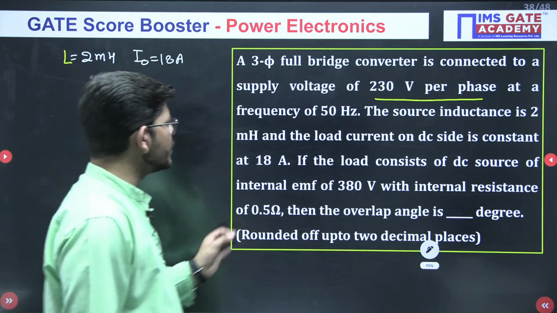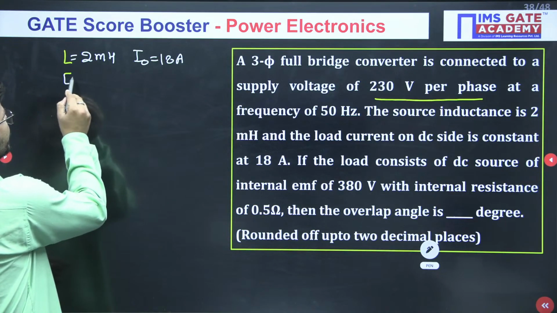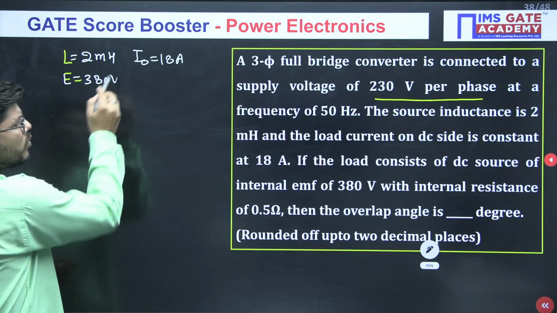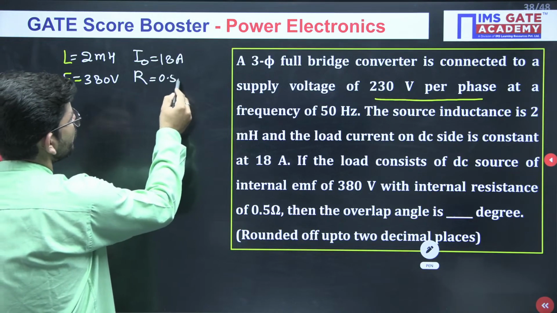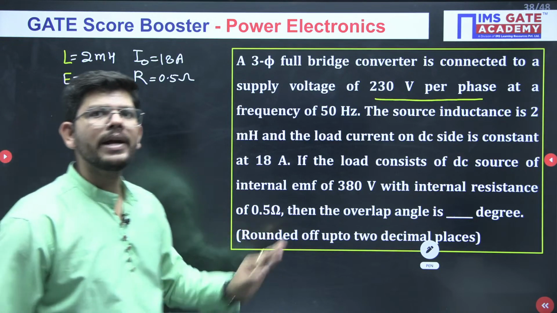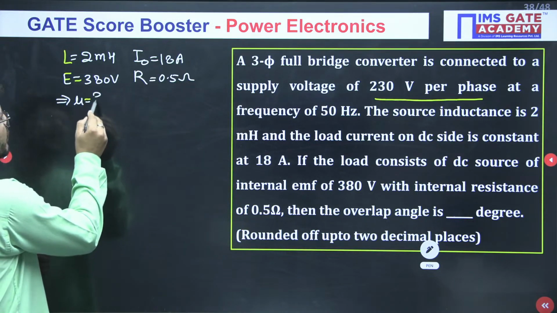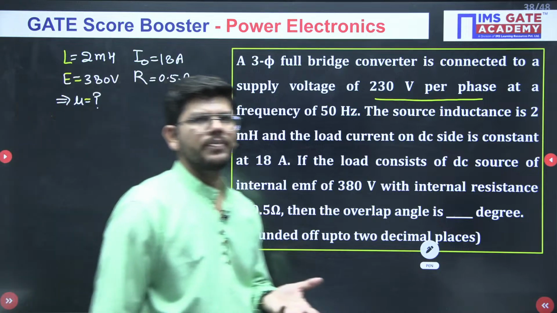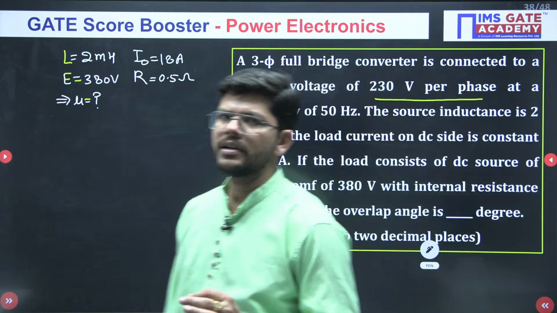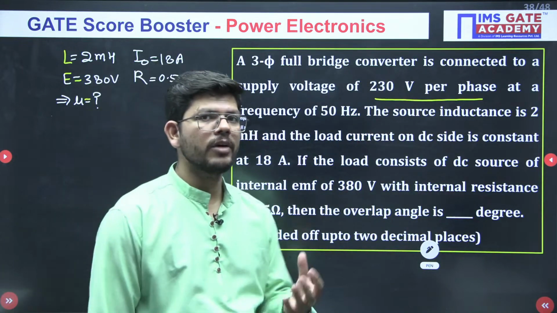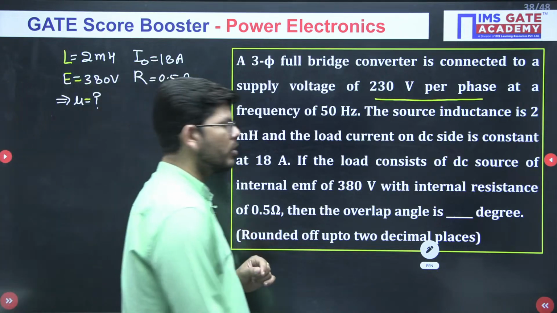If the load consists of a DC source of internal EMF of 380 volt, internal EMF means E, 380 volt, and internal resistance of 0.5 ohm, then you have to calculate the value of the overlap angle. In the last case it was related to a single phase full converter. During that I told you the formula that you have to use for the three phase converter. If you are able to utilize those formulas, you will be able to solve this problem.